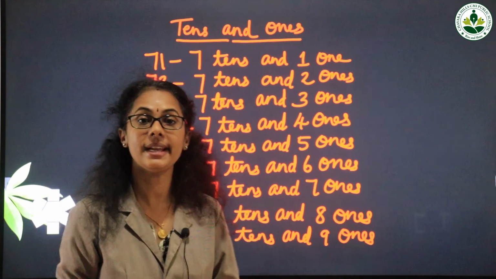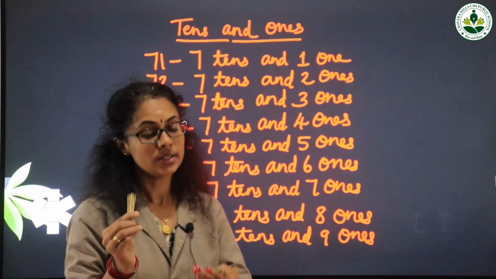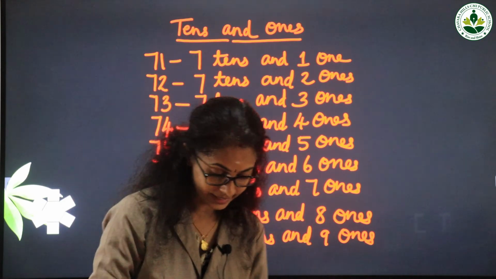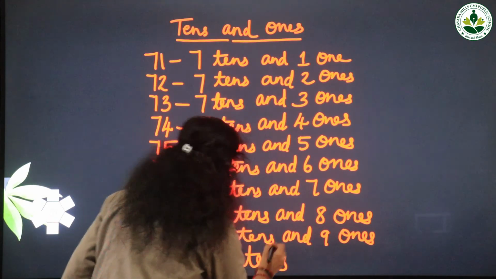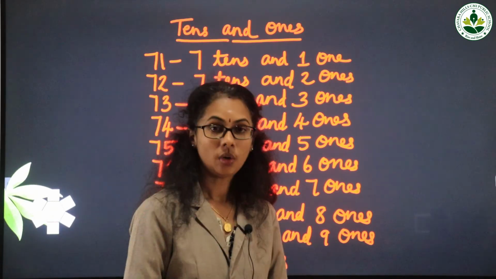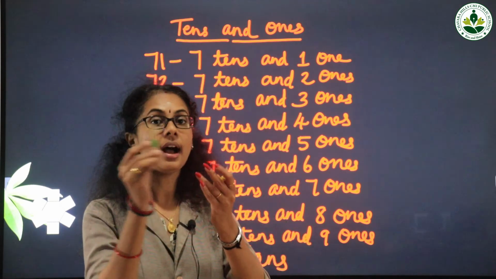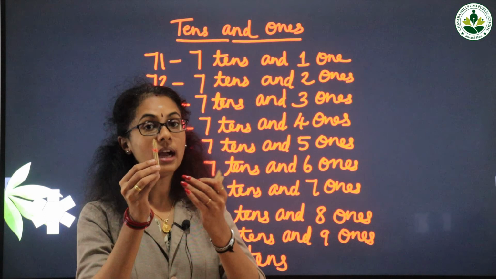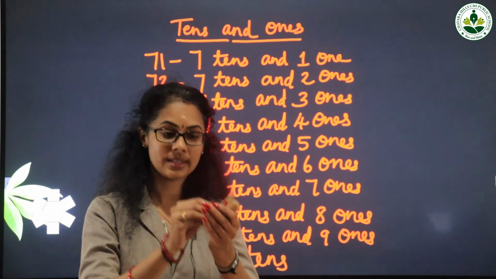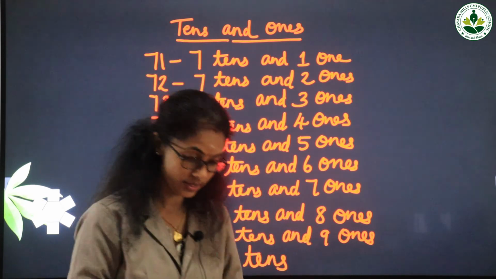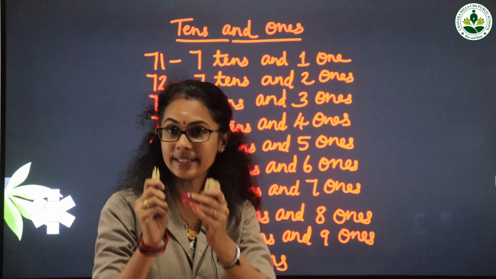So how many tens and ones in 80? 8 tens and 0 ones. Okay, 8 tens are 80. 1 ten is 10. 2 tens are 20. 3 tens are 30. 4 tens are 40. 5 tens are 50. 6 tens are 60. 7 tens are 70. 8 tens are 80.